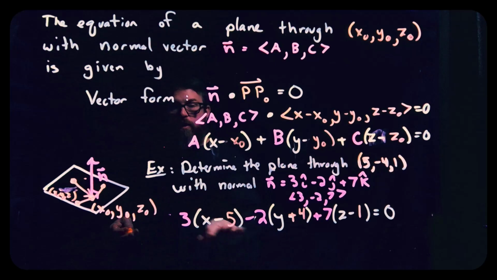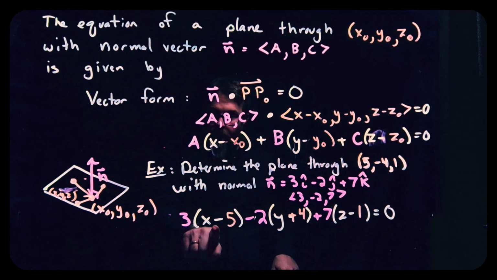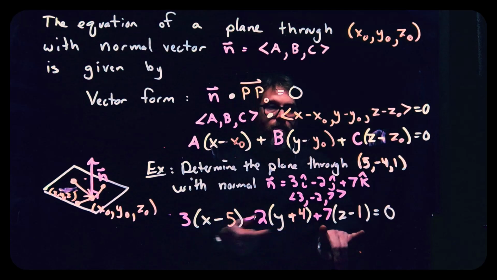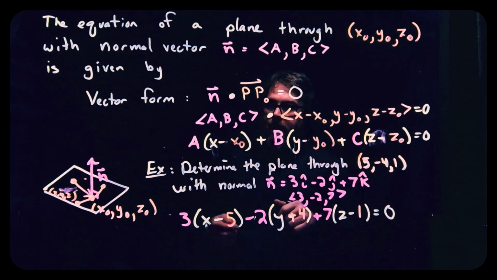What's nice is you can guarantee that it definitely goes through 5, negative 4, 1, because if I plug in 5 here, this term will be equal to 0. Negative 4 here, this term will be equal to 0. Then 1, this term will be equal to 0. So then you'll get 0 equals 0, guaranteeing that's a solution.